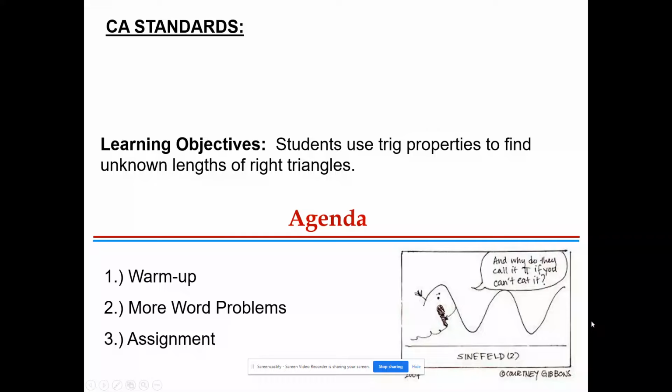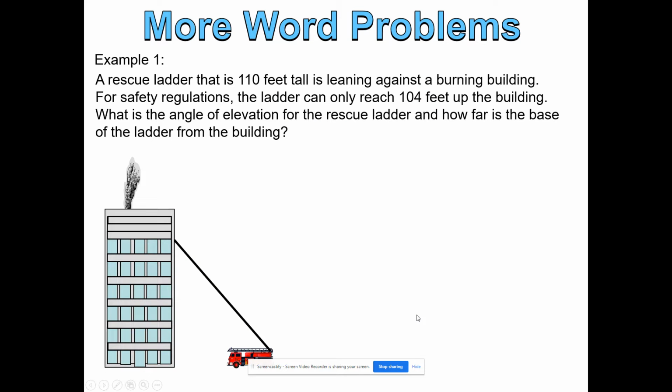All right, so we're looking at the second part of word problems. Example one, that's one that I had you do. I did that class yesterday, but in case you weren't here, pause the video, read it, mark your sides, and figure out which trig functions you're going to use.